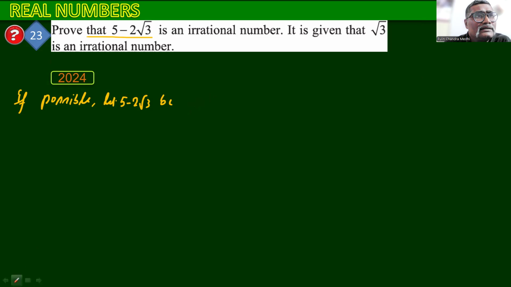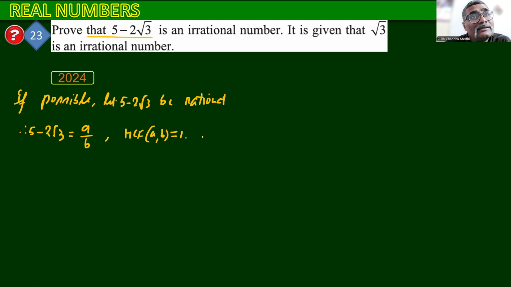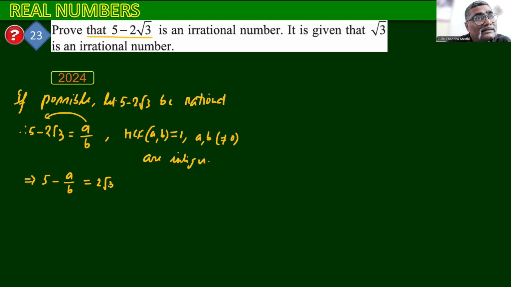You consider like this, let this be rational, right? Therefore, what you get is 5 minus 2 root 3 is equal to a by b, where HCF of a and b is equal to 1, and a and b, where b is not 0, are integers. You write like this, right? It is very important. So from here, what you did, you try to keep root 3 aside. So you entirely take 5 minus a by b to the right side, and then this is here.